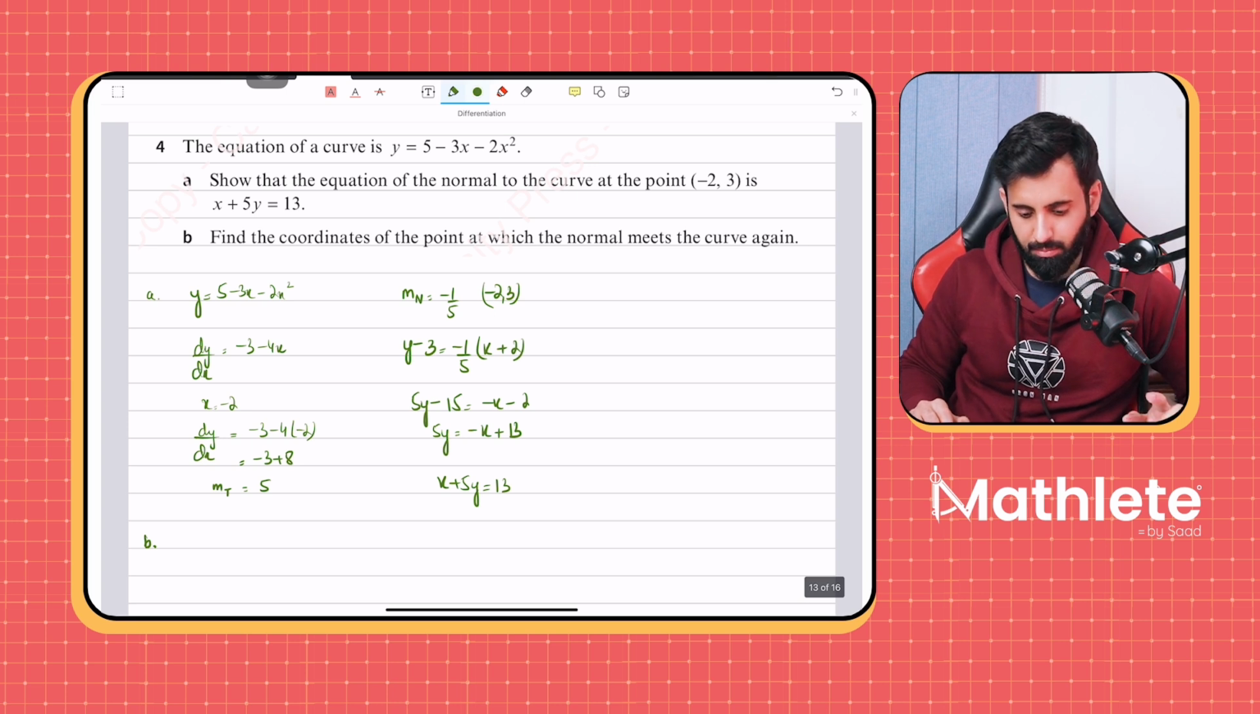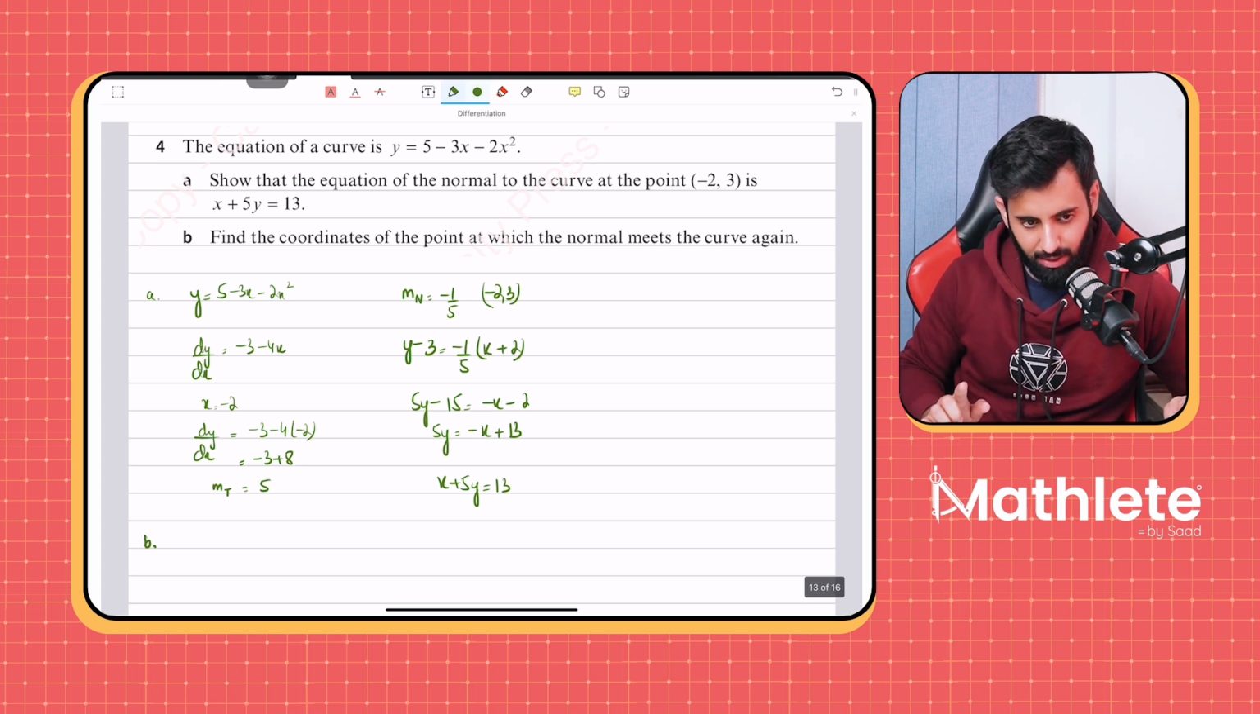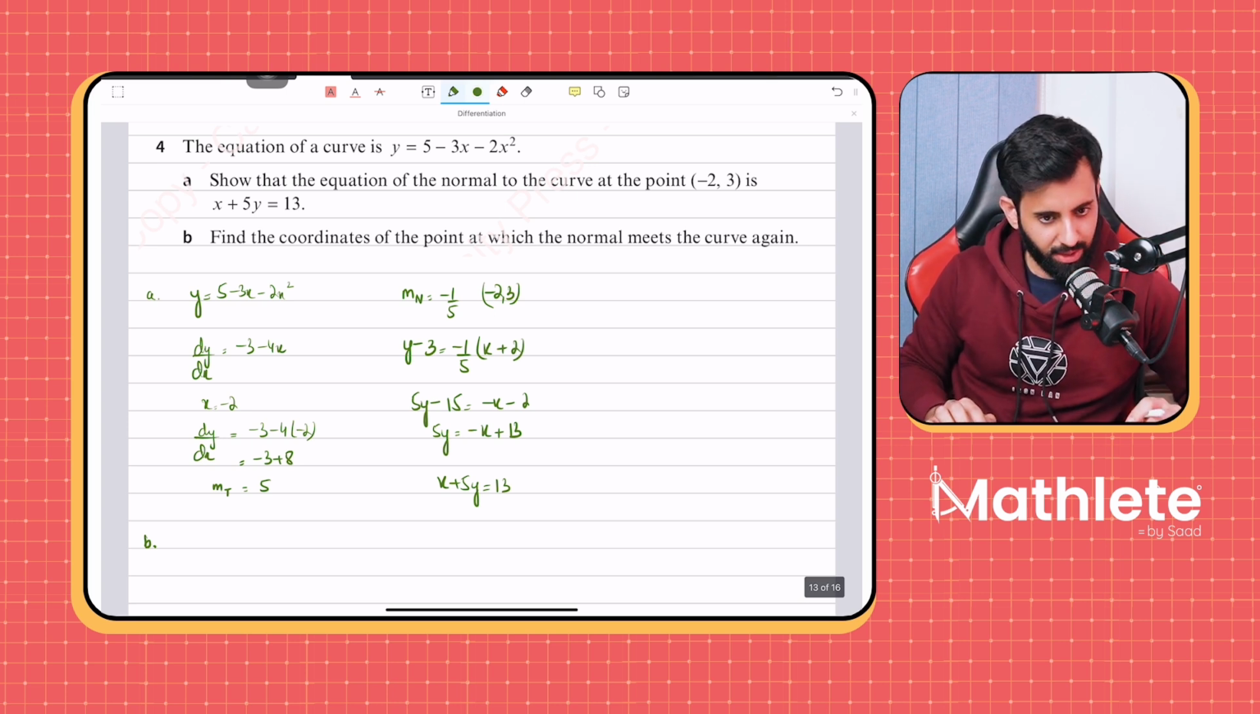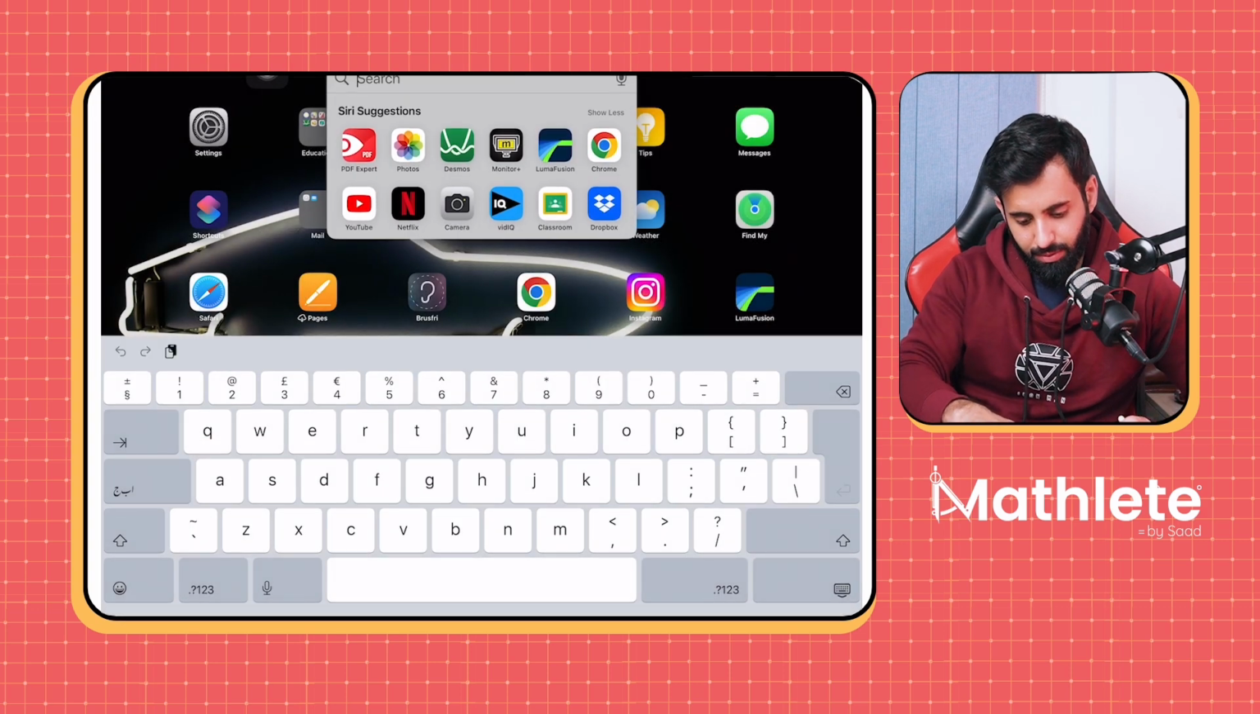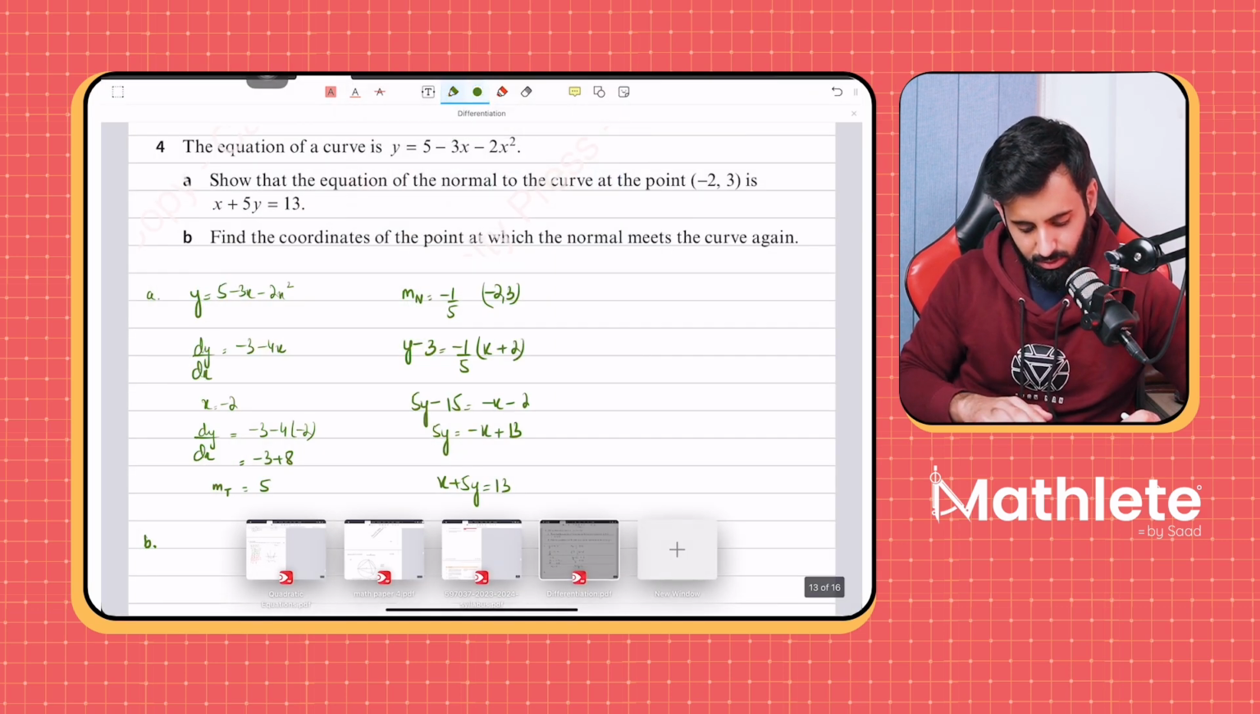Simultaneous equation. Okay, that is correct. Now, I want you guys to understand what it is that we're doing, and for that, we're going to refer to Desmos, as always.